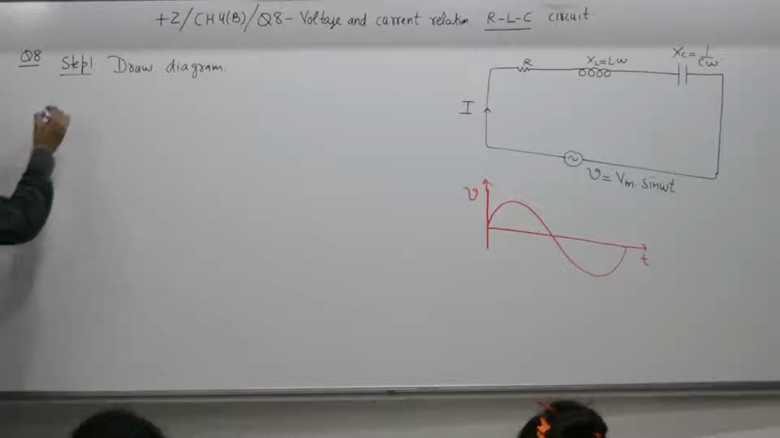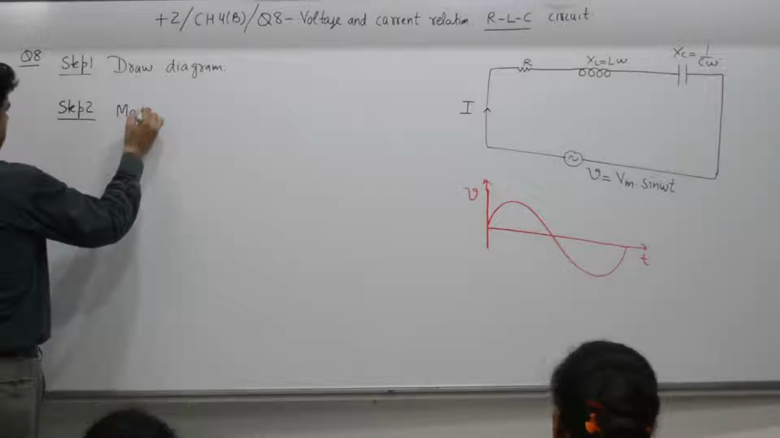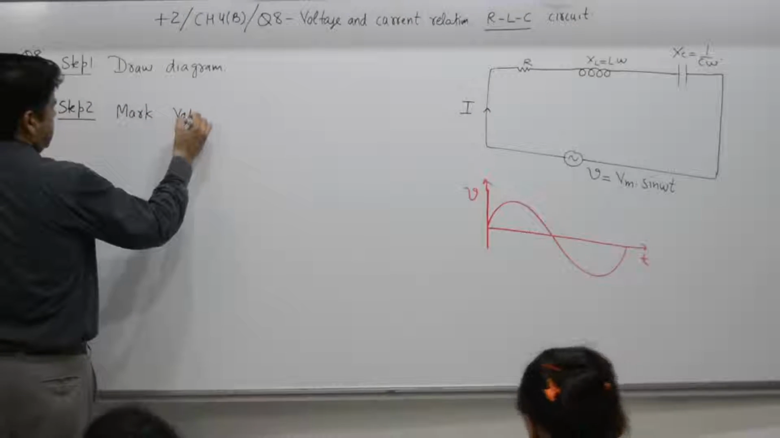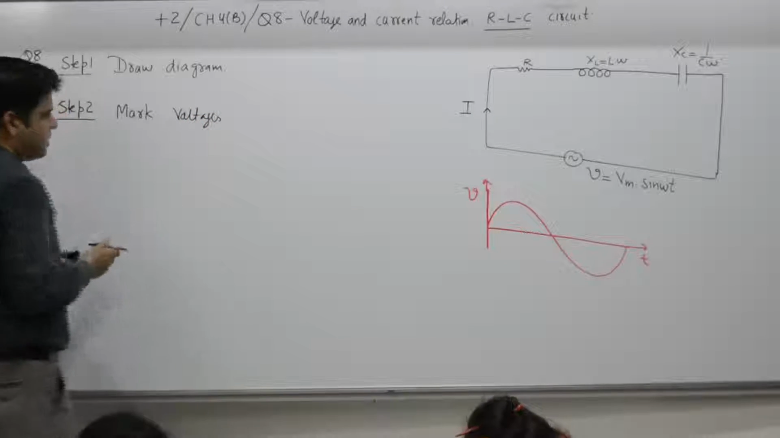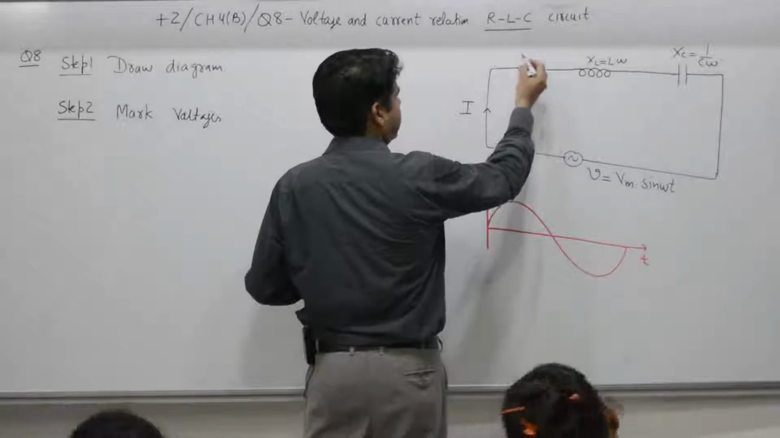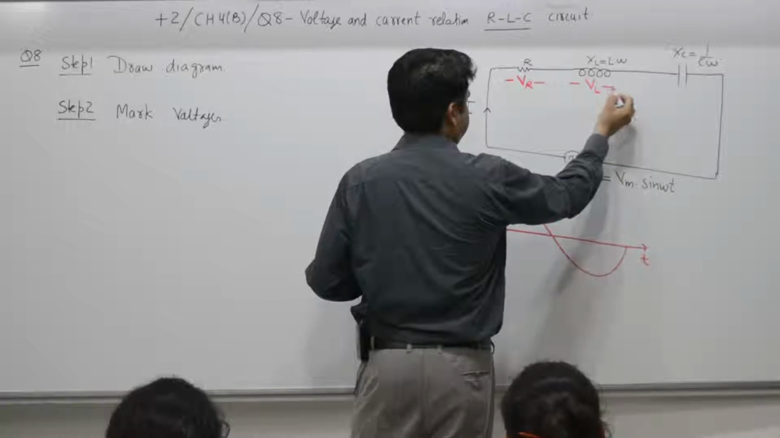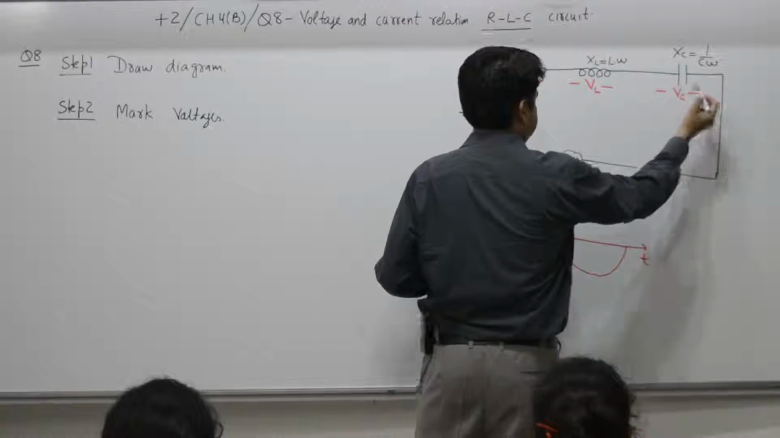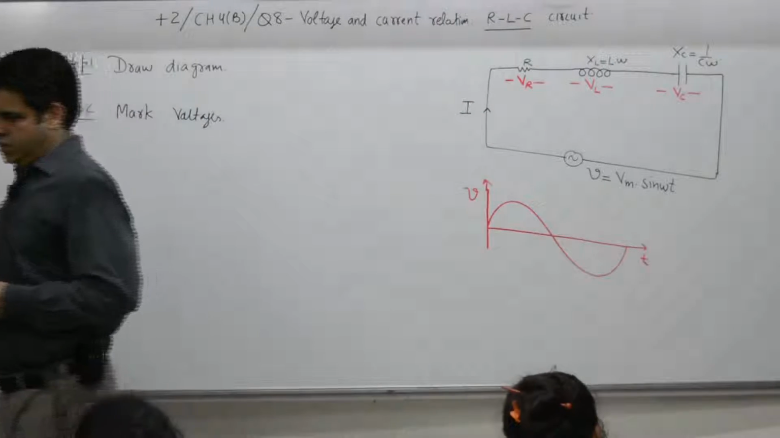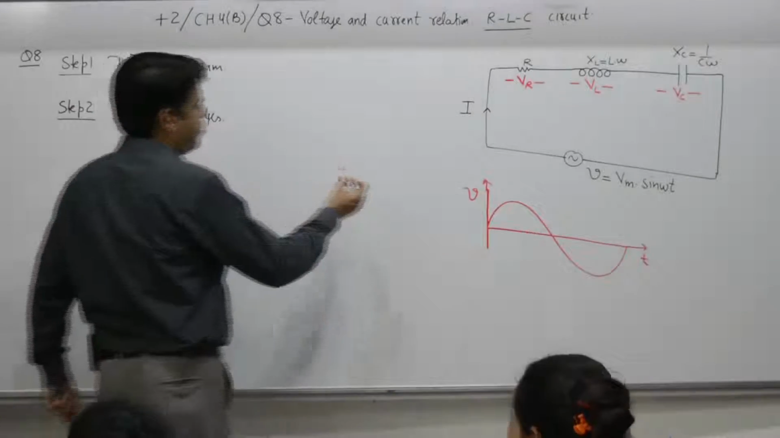Step 2, mark voltages, no doubt currents also. Voltage across R is what? VR. Voltage across L, VL. Voltage across capacitor, VC. Mark voltages VR, VL, VC. 1 minute. Applied voltage is V.